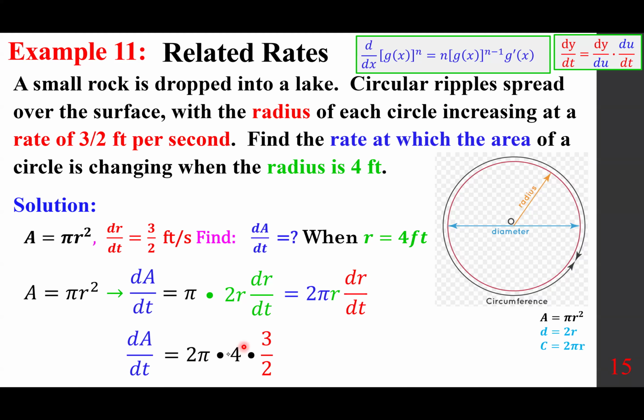These two cancel out these two. We get 12 pi units of the area, square feet, over the units of time, seconds. And this is a better answer than this one. It depends on how they want you to answer it. This is in case you are using a calculator. They may ask you for that with a specific number of decimals, so you want to follow that.